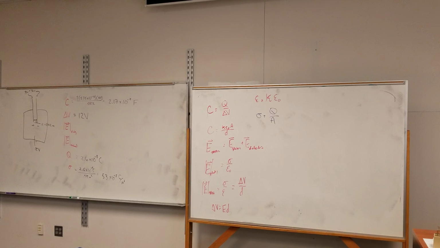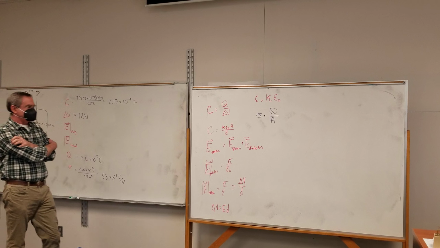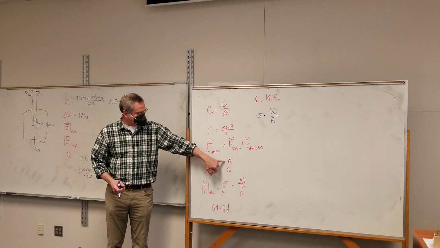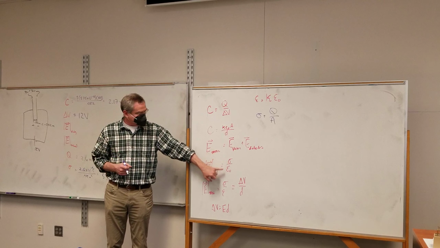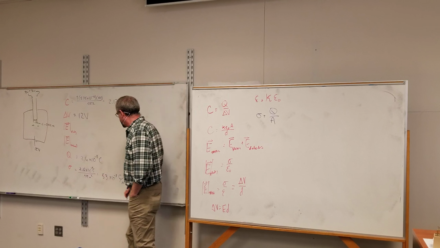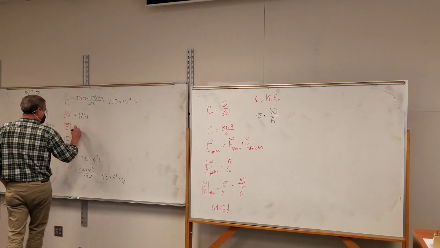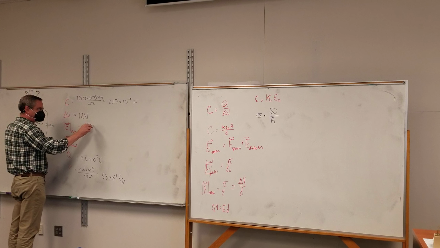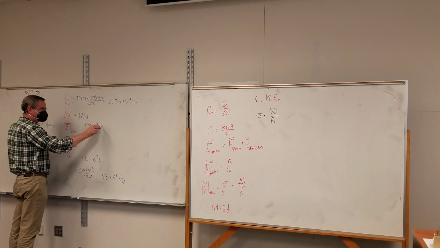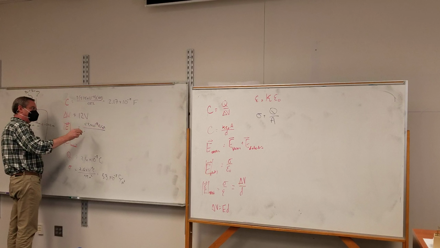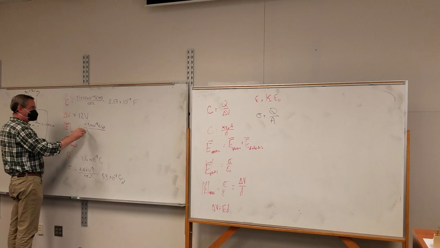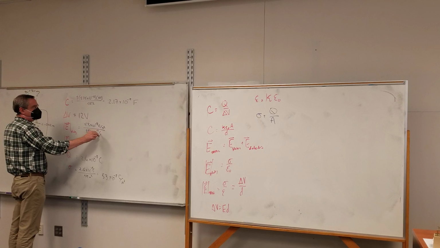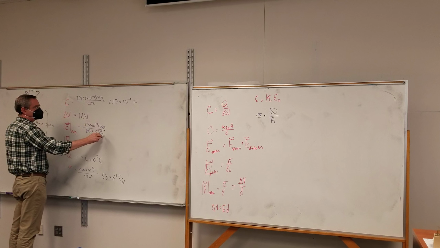All right, so we now have sigma, so we can find the electric field from the plates because we know the charge on the plates. Because we know the surface charge density, because we knew the charge on the plates, and we know epsilon naught. So the electric field from the plates is sigma, 5.3 times 10 to the negative 8 coulombs per square meter, divided by 8.85 times 10 to the negative 12 coulombs squared per newton meter squared.